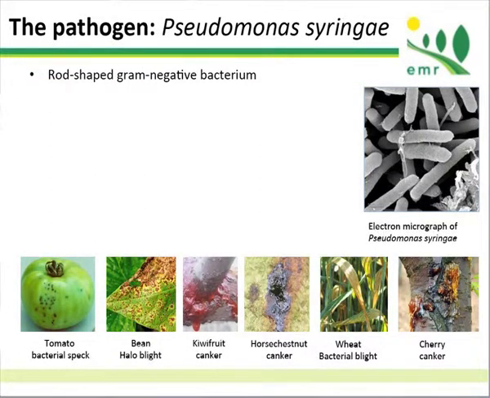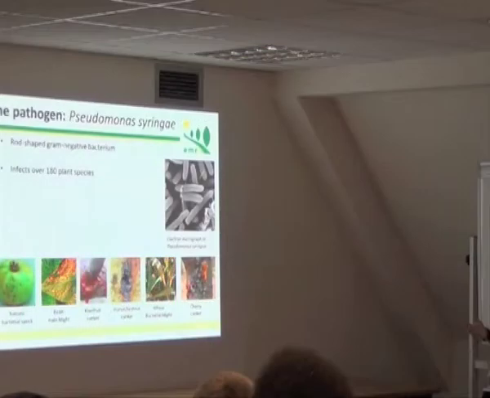And it has a very broad host range and infects over 180 plant species, including many of the important crops seen below. It's not only a plant pathogen, however, it can be found in environmental reservoirs such as water, which it uses for long-distance dispersal around the world.